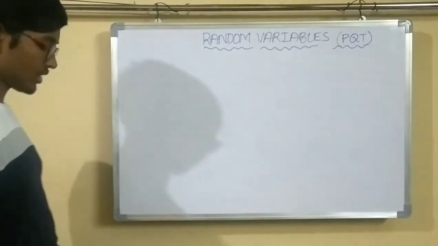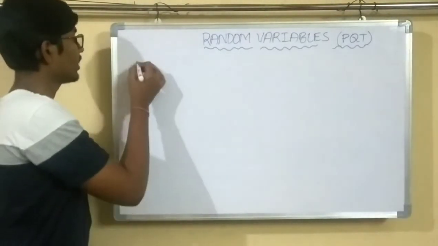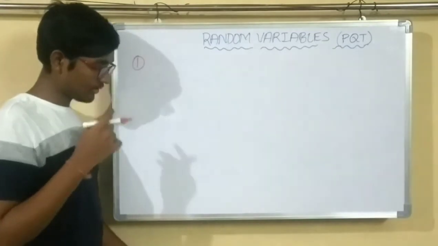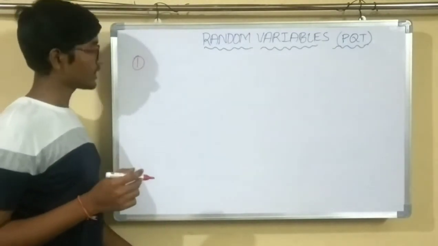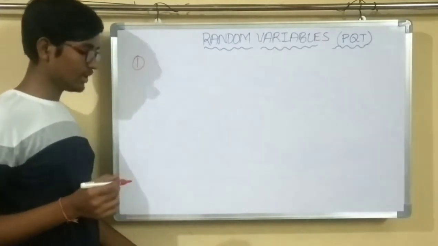Now let us solve one question regarding the continuous random variable. I will be reading the question, and the question will be displayed down. You can see there. The given function is a continuous random variable. Then find the k value and the mean and variance.